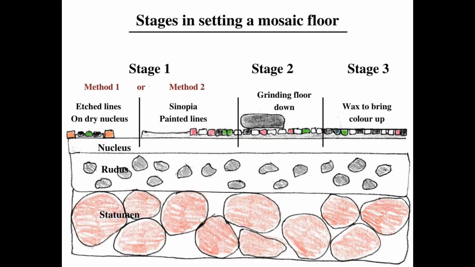In several steps, you're putting the lines down there, then you're doing the painted lines, and you're grinding the floor with wax to bring it up.